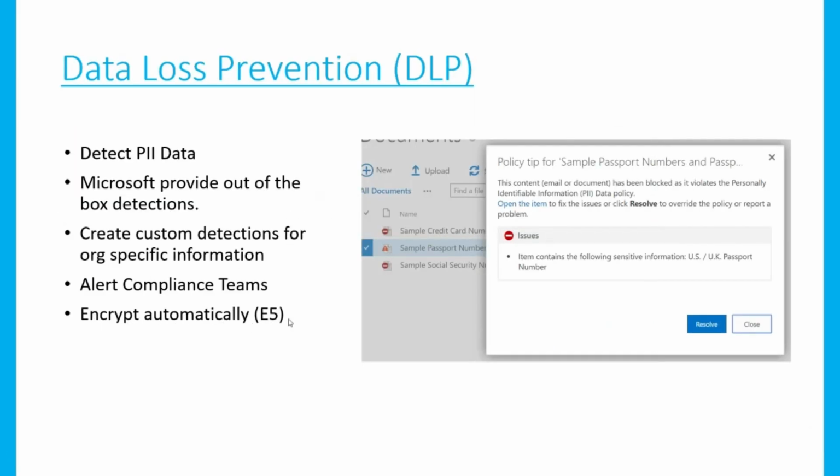In the E5 plan, I've noted here that you can encrypt emails automatically. That feature basically allows you, if it detects, for example, a UK passport number, to allow it to be sent to the individual, but it can encrypt that email so the person who's receiving it can't then forward it on to somebody else. So there are some more advanced features as you upgrade through the plans.